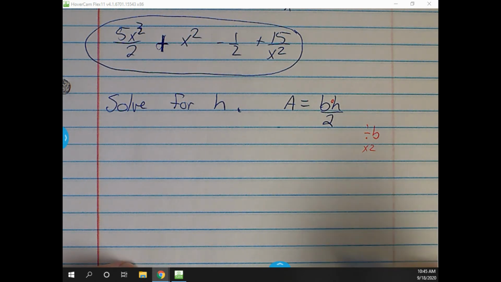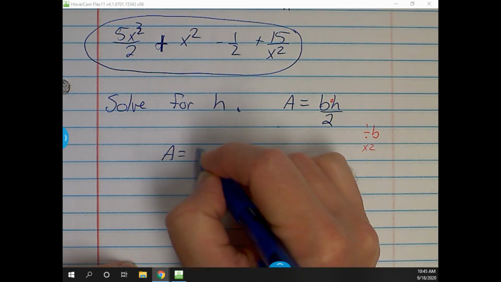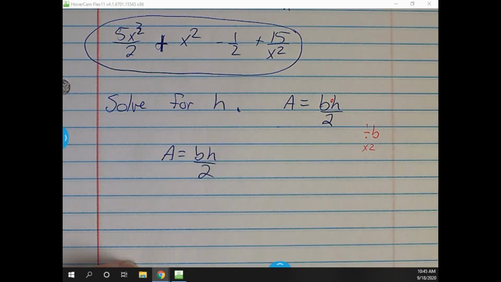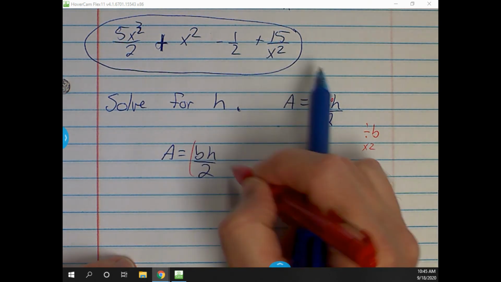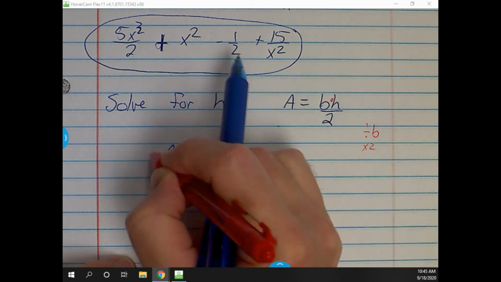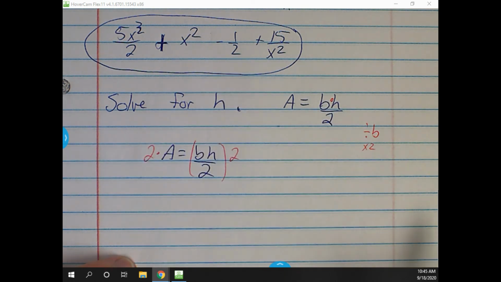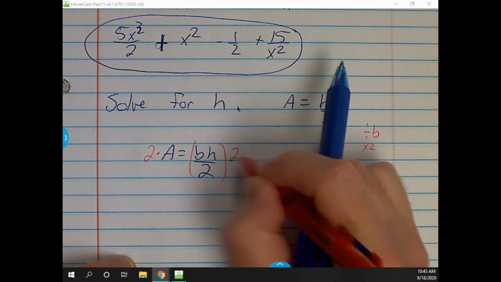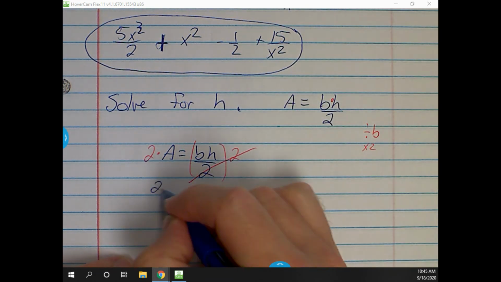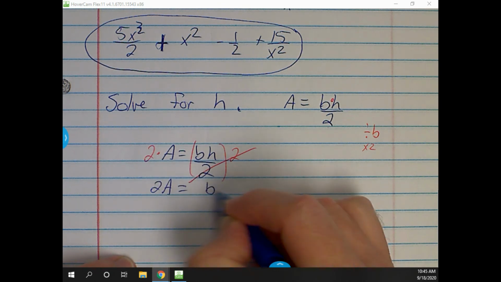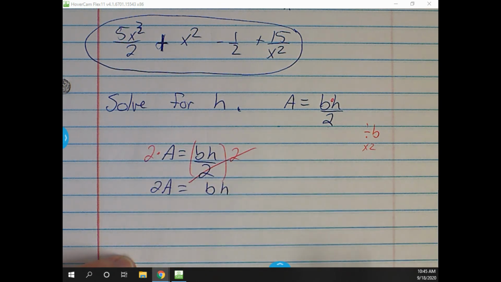Okay, so very first thing I would do on this one, and it doesn't really matter which one you do. You're like, well, what do I do? Do I get rid of the 2 first or do I get rid of the b first? It doesn't matter. Most people don't like fractions, so let's get rid of that fraction. We're going to take both sides and multiply by 2. Because if we do that, you've got the 2 on the top, the 2 on the bottom, those 2's cancel. That'll give you 2a equals b times h.